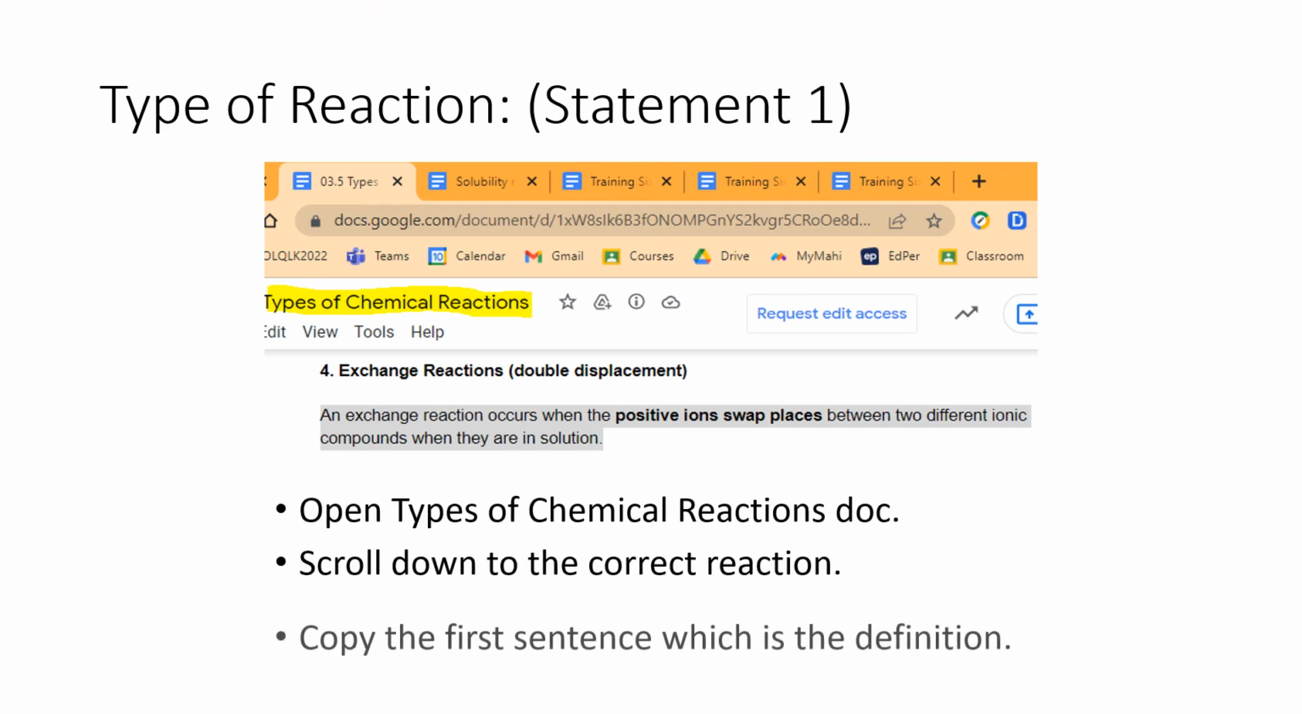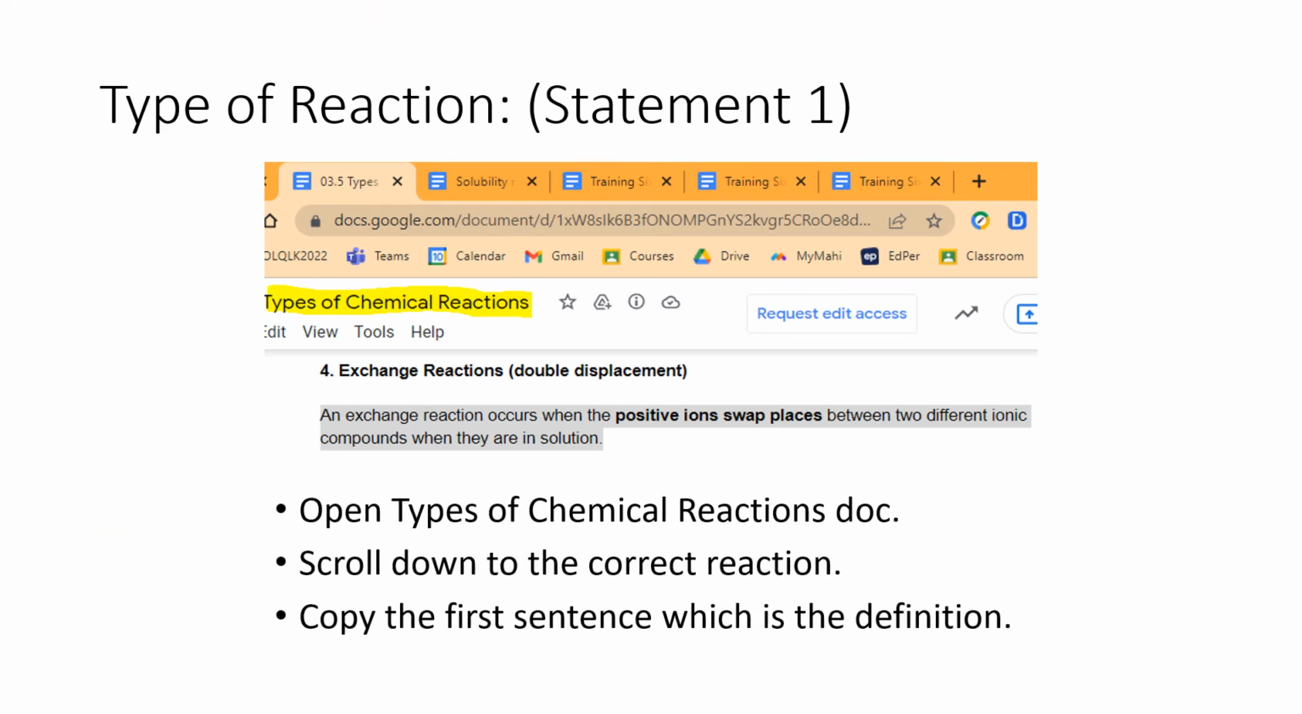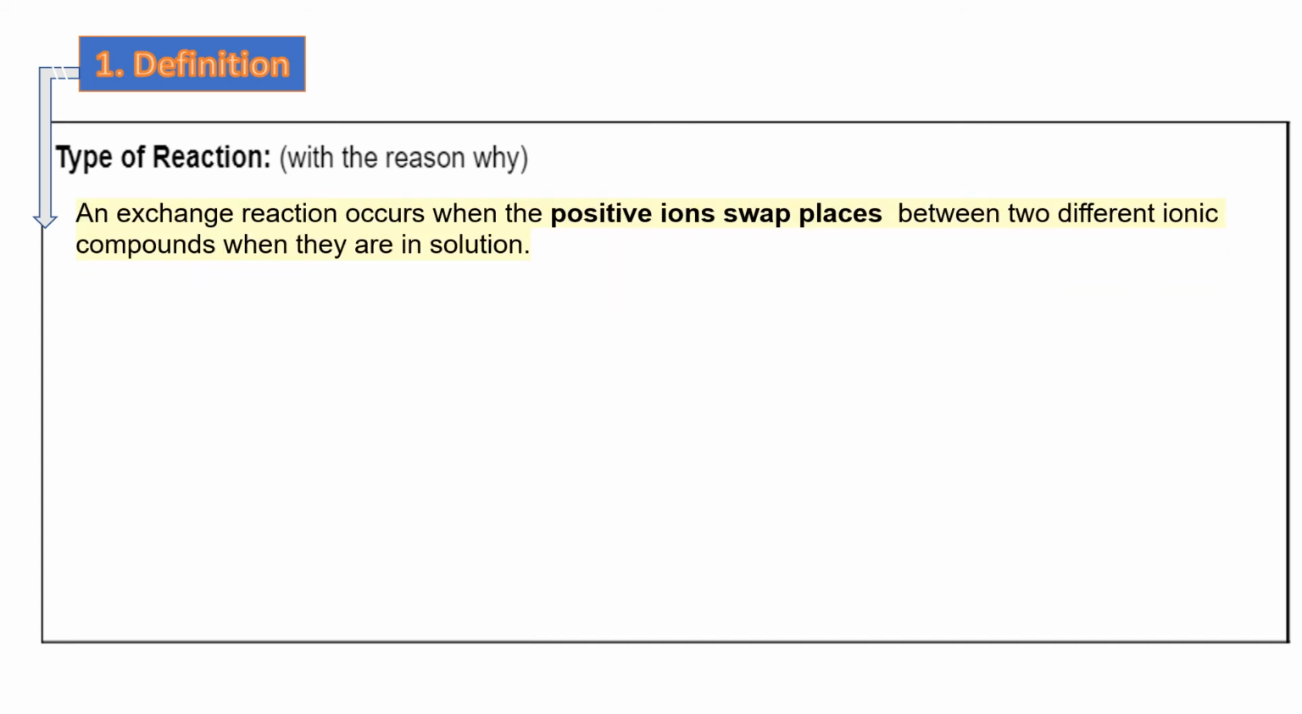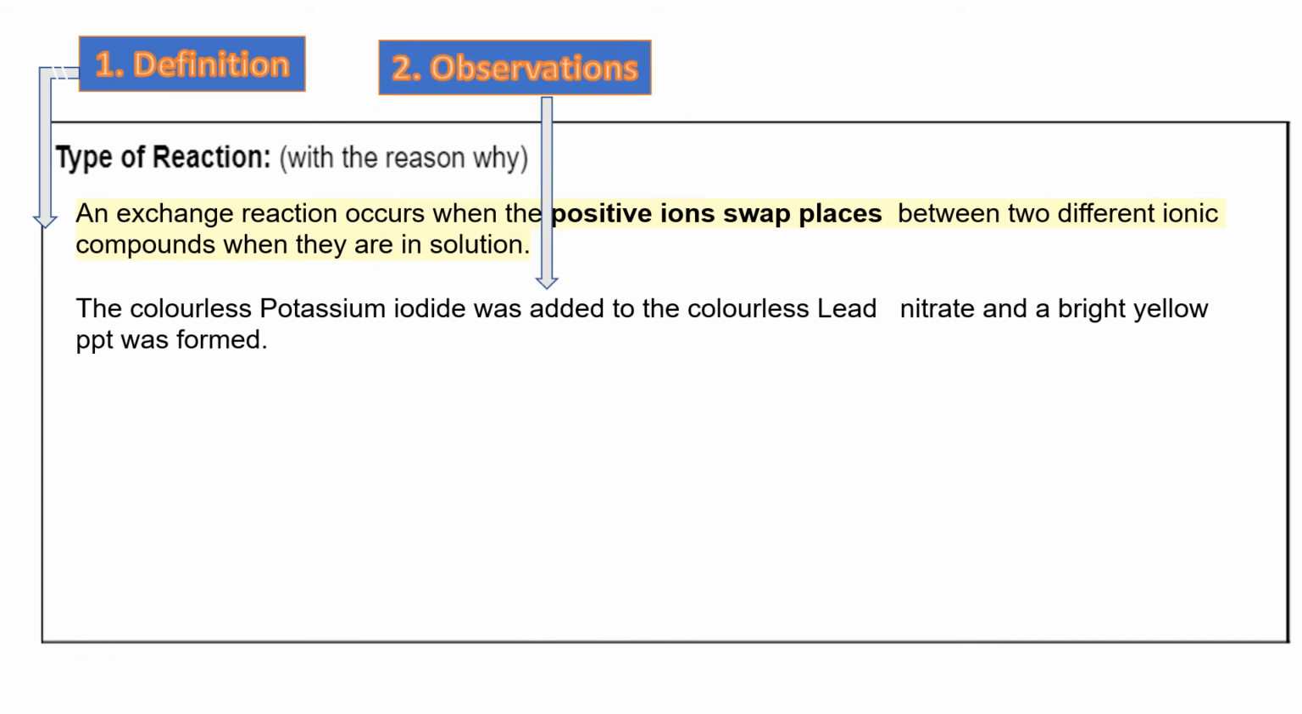Alright, so for this part we need to open the types of chemical reaction document, scroll down to the correct reaction, which for us happens to be the exchange reaction, and copy the first sentence, which is the definition. We go to the area on the form called Types of Reactions and paste in our definition of the reaction. This is required for achieved. The next part is our observations, what we did with the 2 test tubes and what we saw happening inside the test tube.